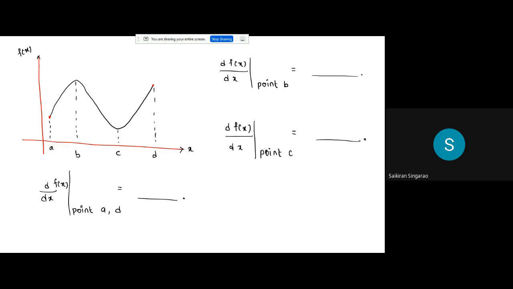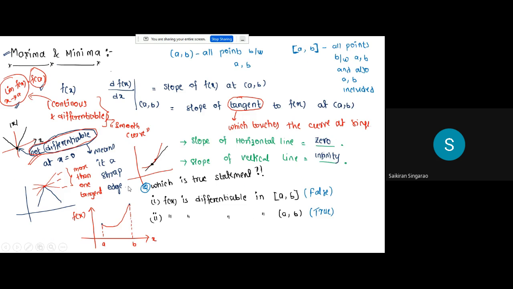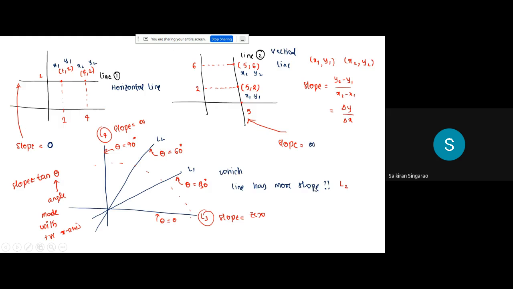At point A and point D, is the function differentiable? At least tell me that. No, sir. No, right? See, at the edge points, I was telling you it's not differentiable. That's why I asked you this question. If at all edge points are involved, it is not differentiable there.